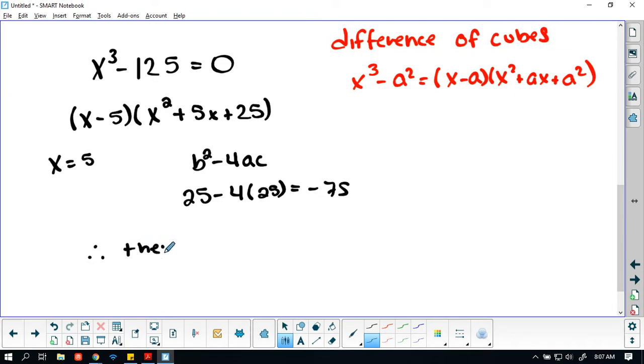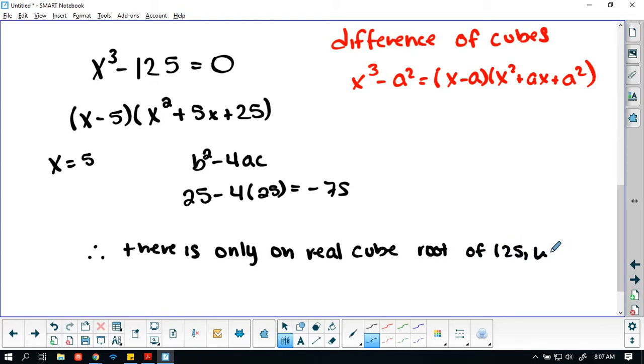and there is only one real cube root of 125, which is 5.